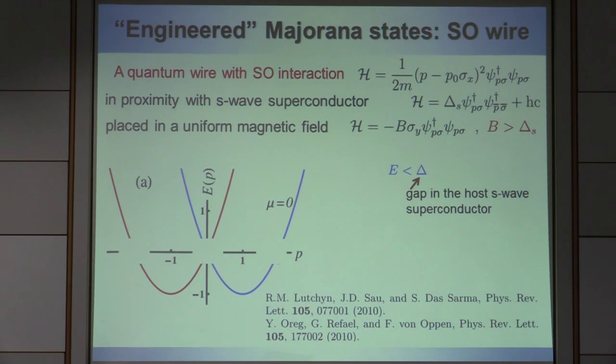It's a p-wave superconductor, basically. So once again, at B larger than delta s, the gap reopens, but the nature of states at p equals 0 here is different from the conventional s-wave Cooper pairs. So that's basically three ingredients, right? The spin-orbit interaction, proximity, and Zeeman.